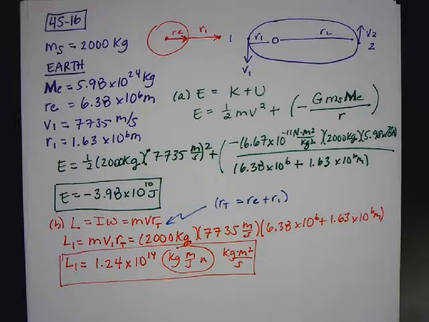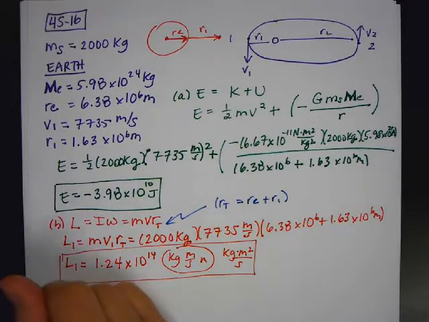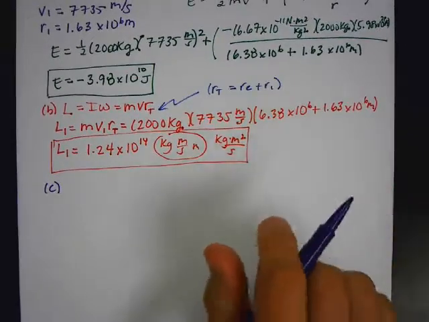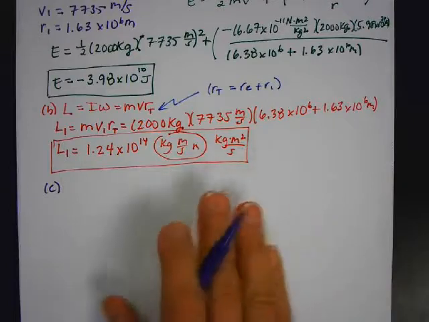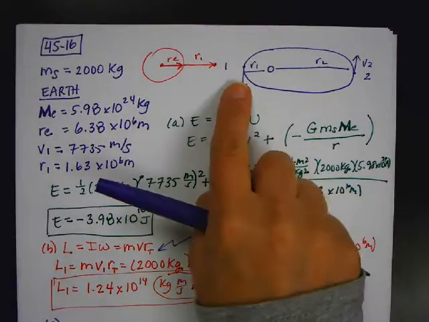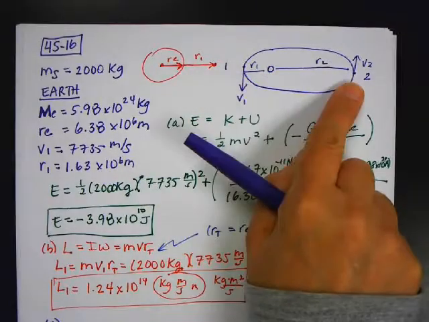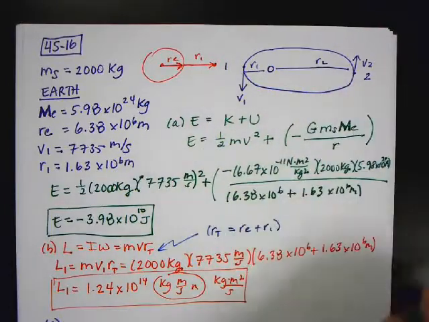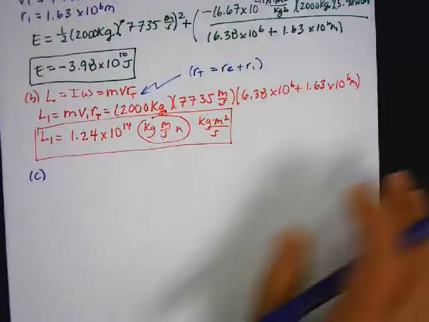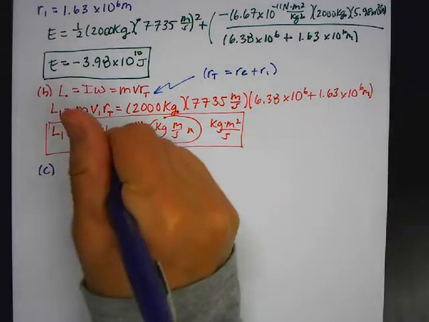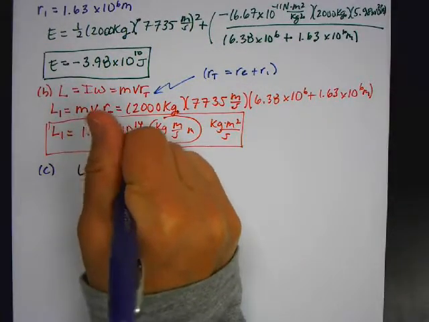And then part C asks us, it says determine the speed at point 2. So remember, we know that angular momentum is conserved from here to here. Okay. Now, I just found the angular momentum here, so I can find it here. But I'll just go ahead, because if I want to get full credit, I need to show all my intermediate steps. So L naught is equal to L_F.